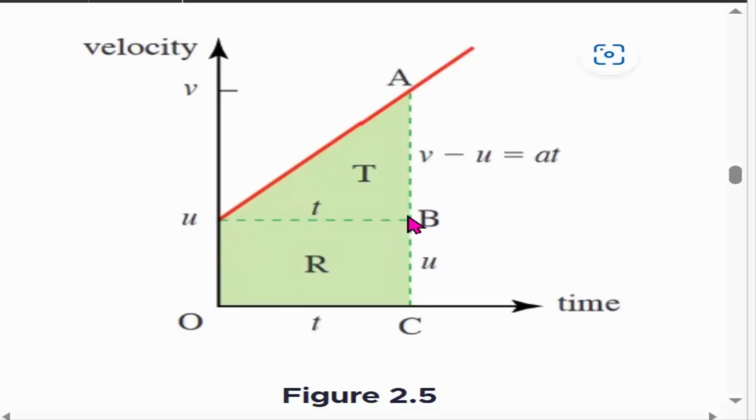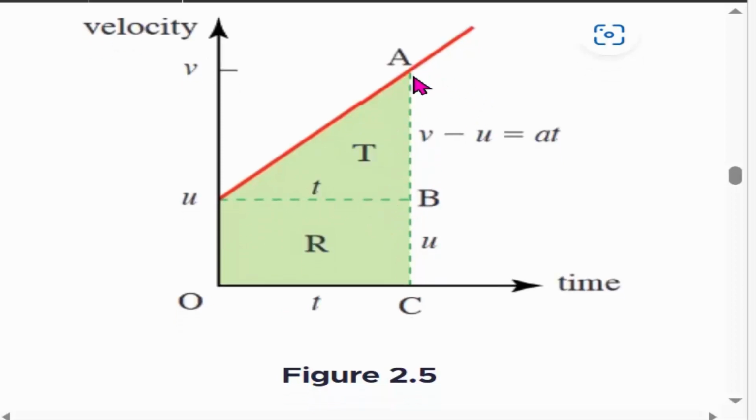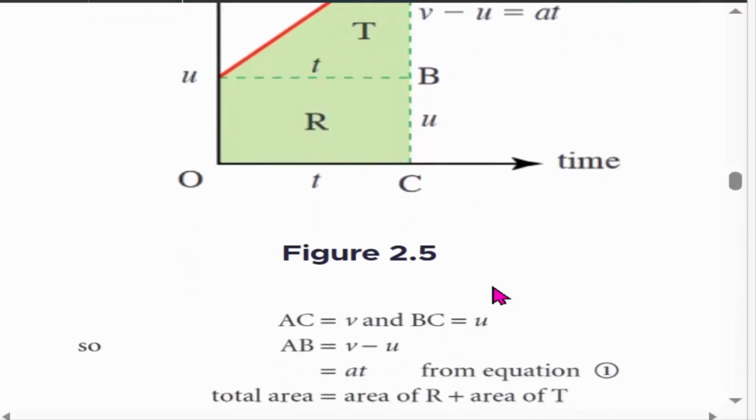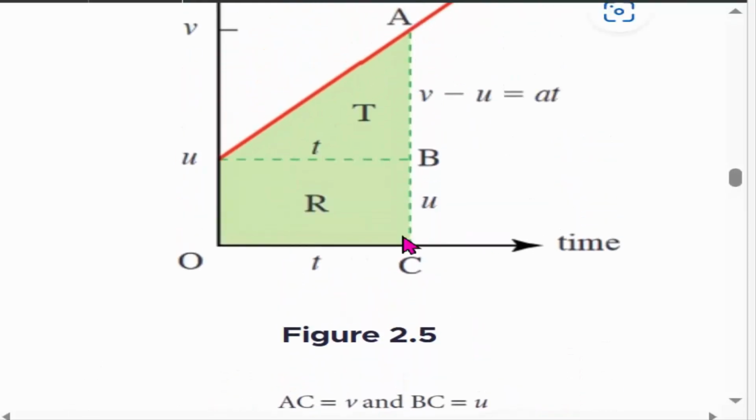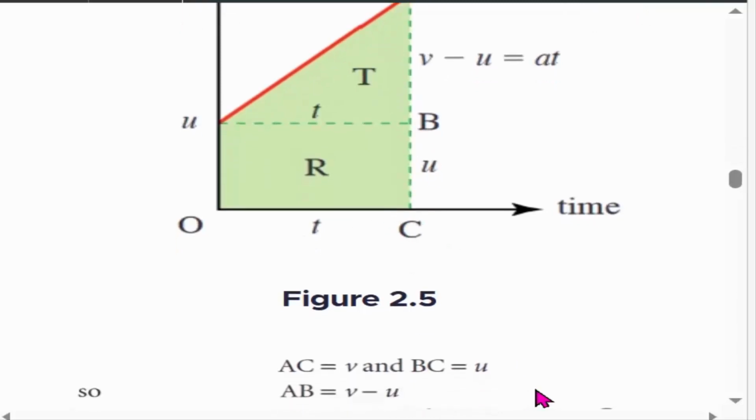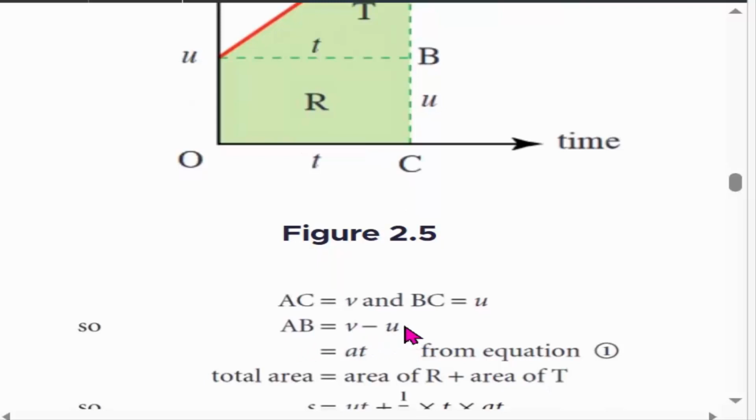The area of this triangle can be found because this height AC is v, the final velocity, but CB is u. Therefore, if you take away u from v, we get the distance from A to B, v minus u. So AC is equal to v, BC is equal to u, and AB is equal to v minus u.